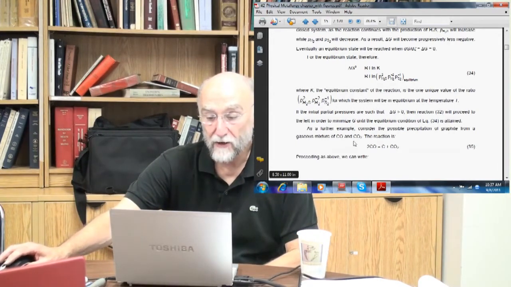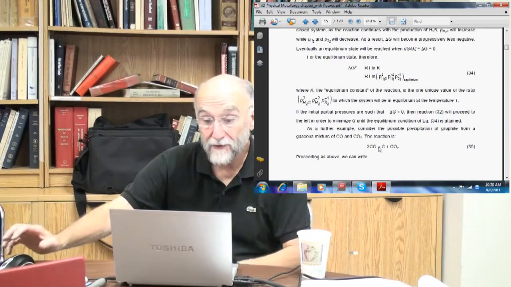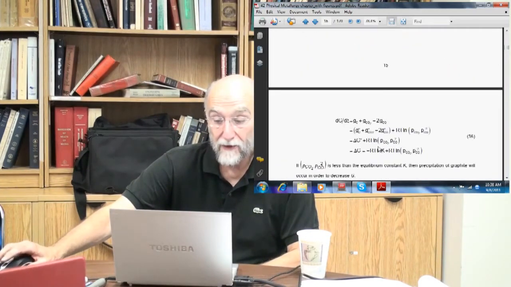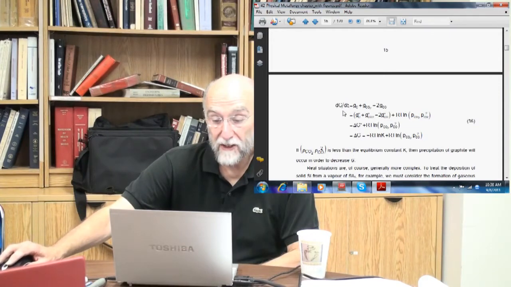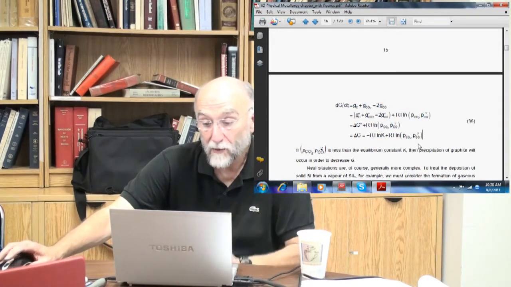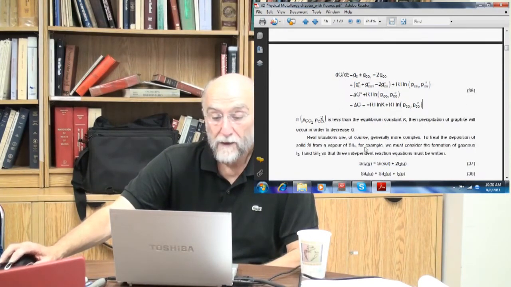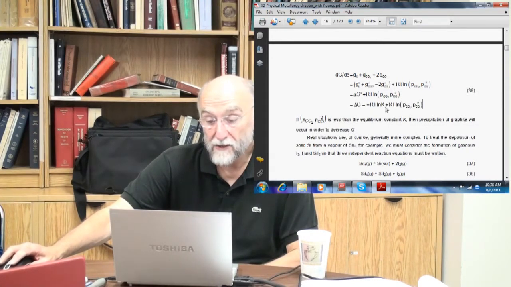As a further example, consider the possible precipitation of graphite from a gaseous mixture of CO and CO2. So you have a gas consisting of CO and CO2 in a container, and carbon might precipitate out of the gas. We do exactly the same thing, and delta G is delta G naught plus RT log. In this case, the carbon is pure graphite, so it doesn't figure in the equilibrium constant. You just have the gases in the equilibrium constant, and there will be an equilibrium constant RT log K.